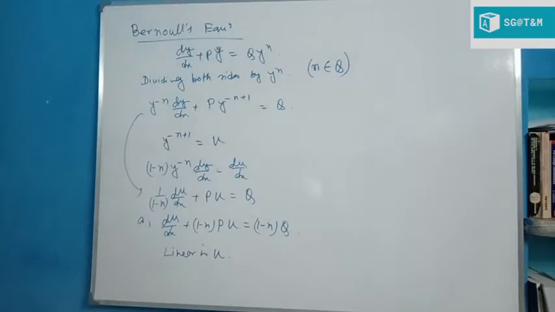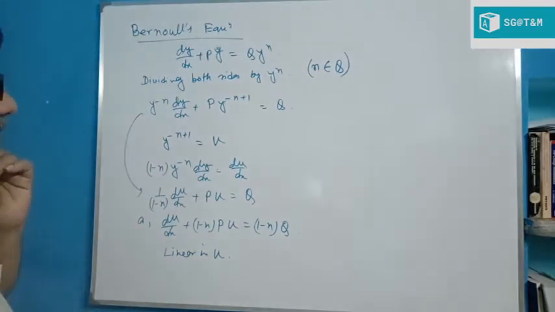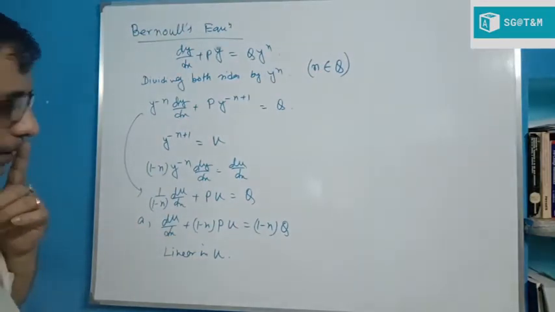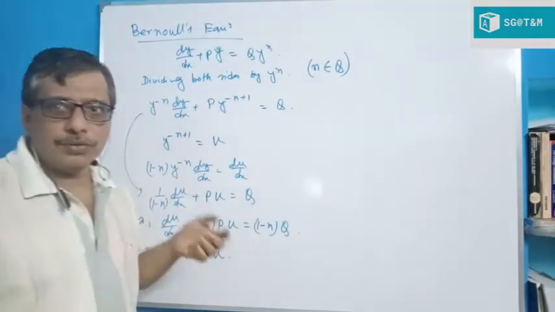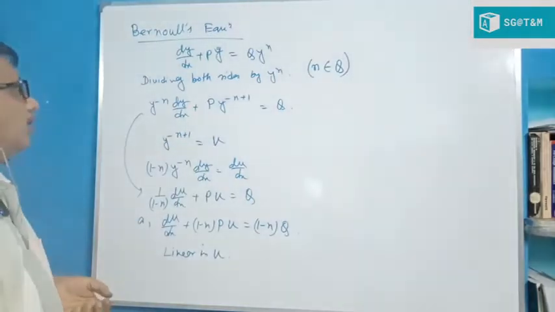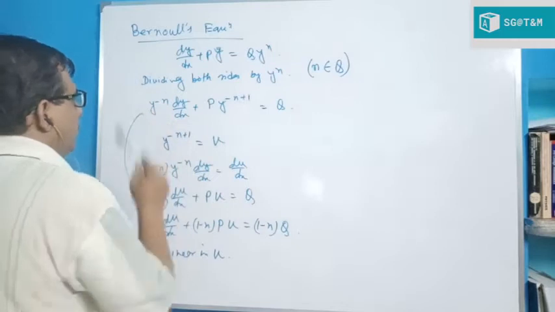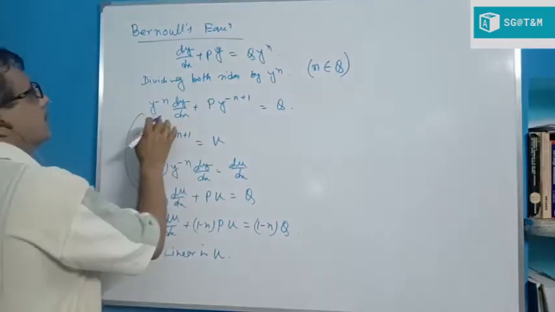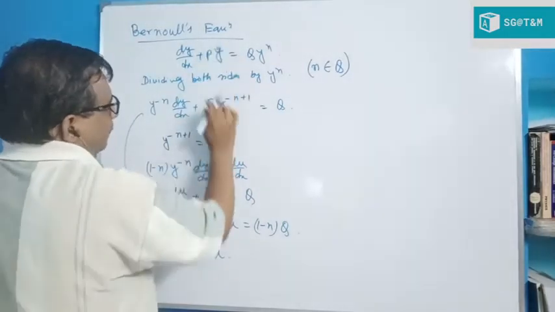Next we study about Bernoulli's equation. Obviously Bernoulli's differential equation here is first order and in the form of linear also. An equation of the type dy dx plus py is equal to qy to the power n is known as Bernoulli's equation. So first we convert it into a linear equation, then we solve. How? Dividing both sides by y to the power n, then we get y to the power minus n dy dx plus p into y to the power minus n plus 1 is equal to q.